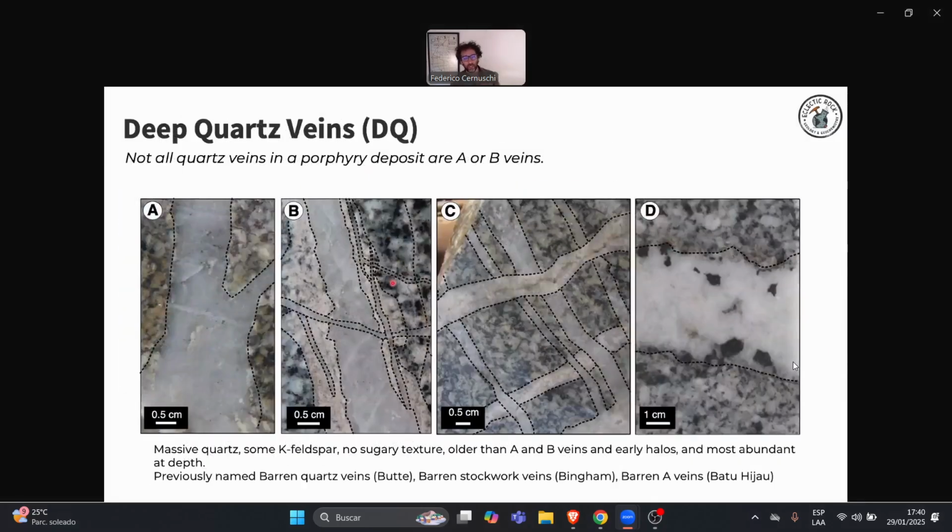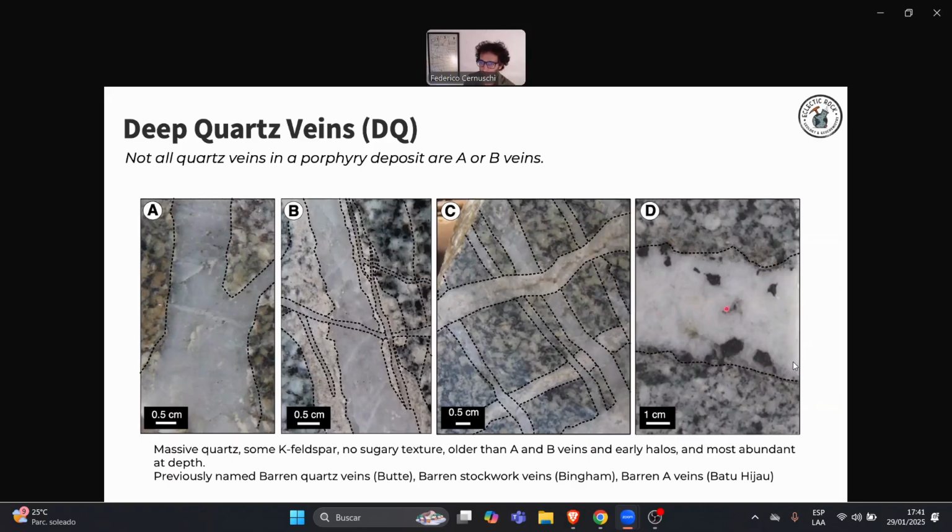Then we have older veins that predate A veins, and we call them deep quartz veins. They were previously named barren quartz vein at Butte, barren Stockwork veins at Bingham, barren A veins at Batu Hijau. We kind of avoid that name now because they don't have the sugary texture of A veins. They are not sinuous, they're not intermittent, they're more massive, milky, coarse grain.